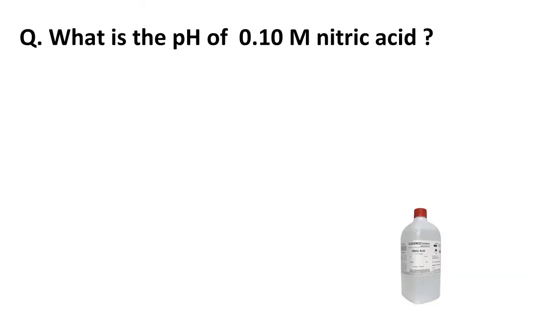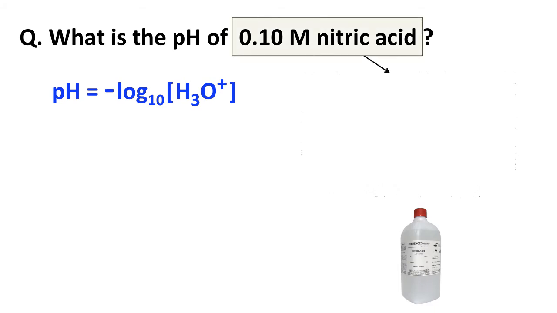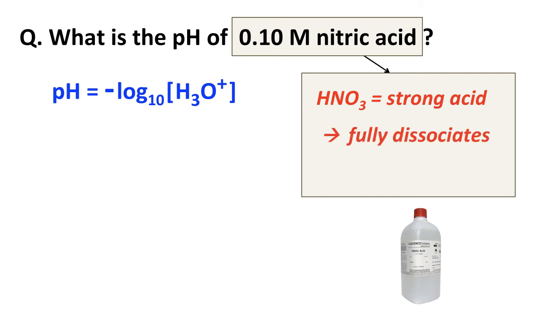Now, let's apply this to a calculation. The question is, what's the pH of 0.10 molar nitric acid? Well, the pH of anything is going to be calculated by taking the negative log base 10 of the hydronium ion concentration. So note, we're not taking directly the negative log base 10 of the stated concentration. We need the hydronium ion concentration. Now, in this case, since nitric acid is a strong acid, and since strong acids fully dissociate, then 0.1 molar HNO3 produces 0.1 molar H3O+, and now we can actually use this equation.